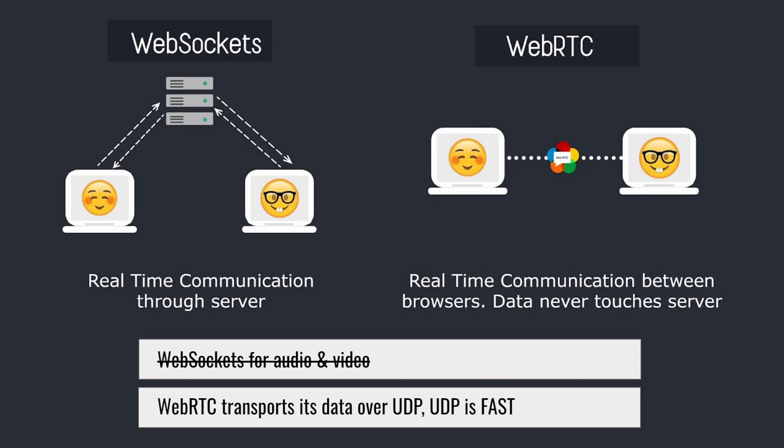This is where WebRTC thrives. By not having to reach the server first, the connection is directly between the two browsers, and that video data can be exchanged or audio data can be exchanged much faster. Now with that, WebRTC uses UDP as its protocol to transport the data, and UDP is very fast, and more on that in a second.